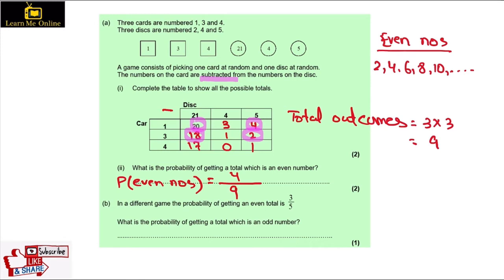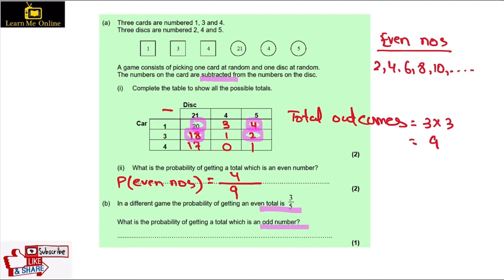Now here's part B. In a different game, the probability of getting an even number is 3/5. What is the probability of getting a total which is an odd number? So we know the probability of getting the even number in some other game, which is 3/5. Now we are finding the probability of getting the odd number.